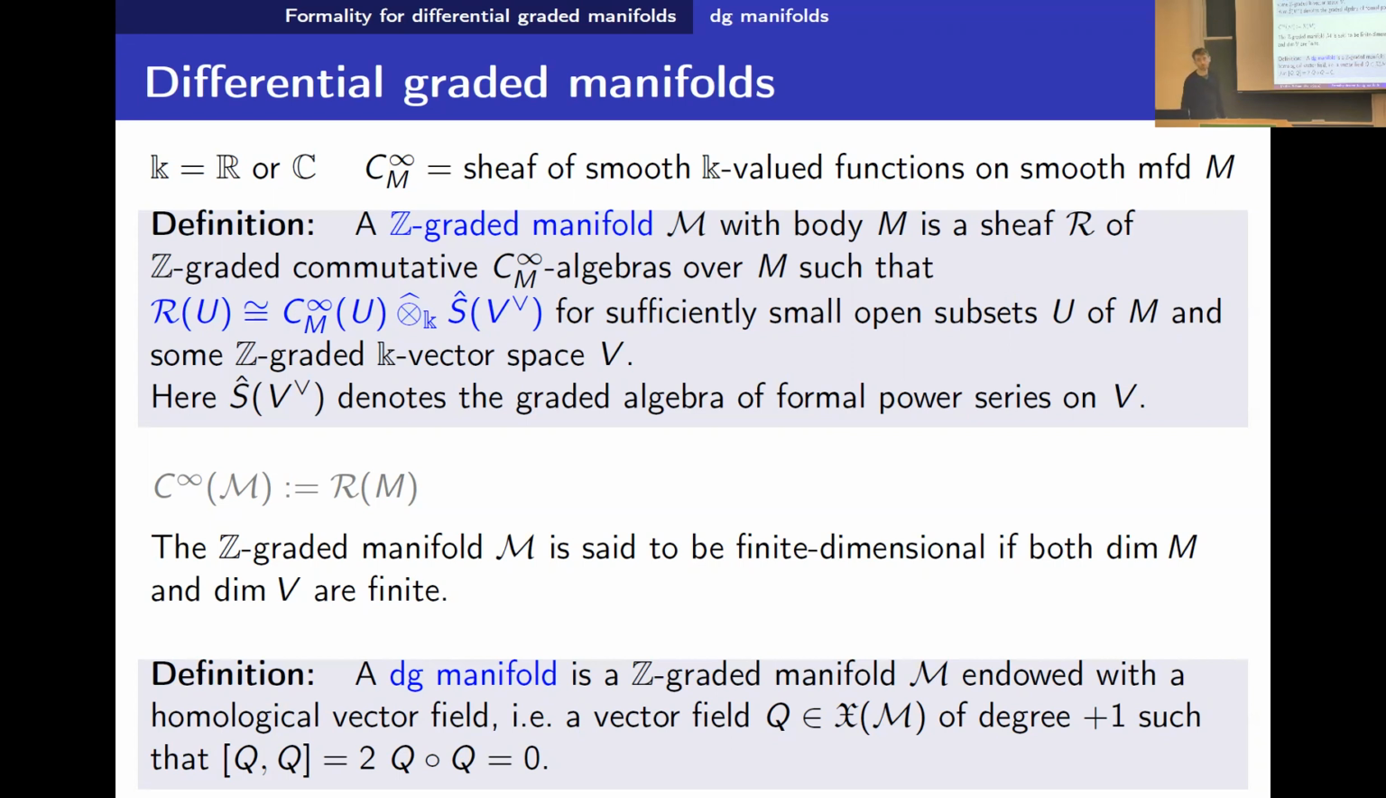What are the hats? The hats are just completion, right? The hat over the S means that we take formal power series rather than polynomials over V. And the second hat over the tensor product is technical. It just means that it allows us to take infinite sums instead of finite sums.